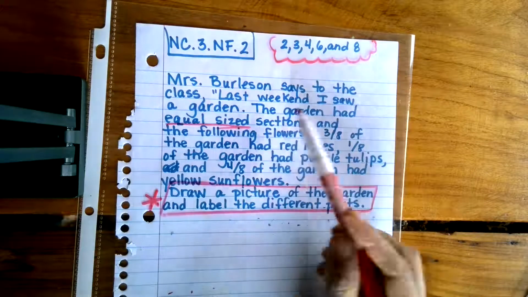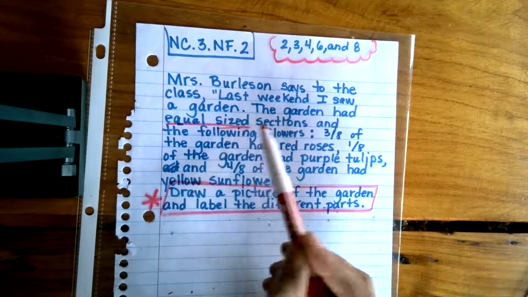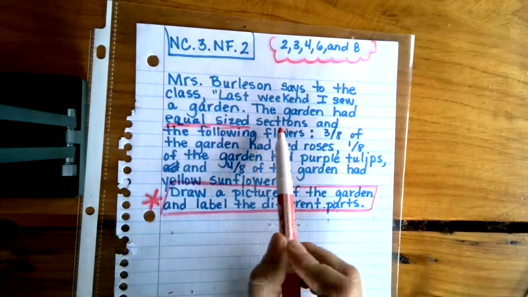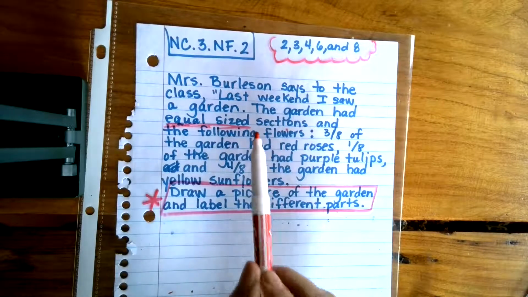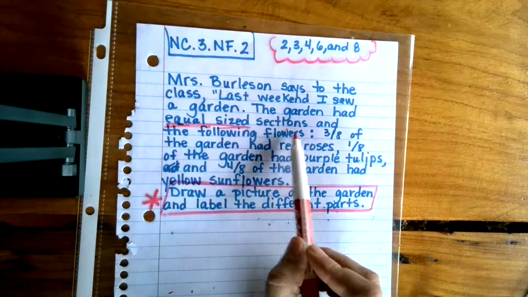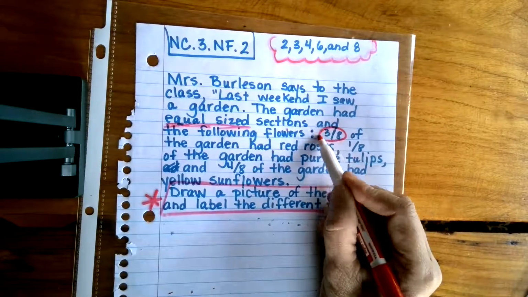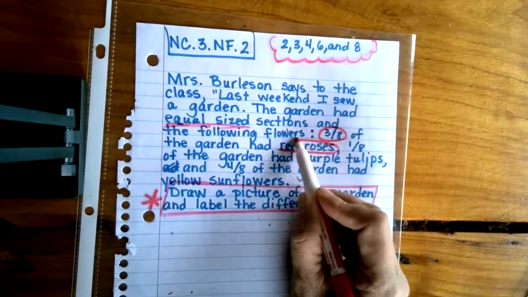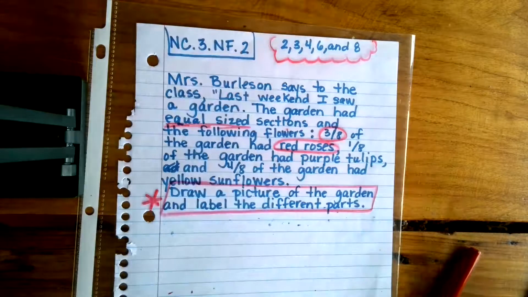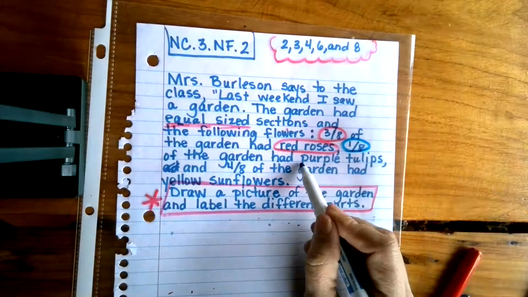Okay. Ms. Burleson says to the class, "I saw a garden. The garden had equal-sized sections." I know I'm working in fractions, and equal-sized sections, equal shares, equal portions, that's huge in fractions. Okay. And when I saw this garden, I saw the following flowers. I saw 3/8 of the garden had red roses. We'll use another color. You don't have to. 1/8 of the garden had my beautiful purple tulips.